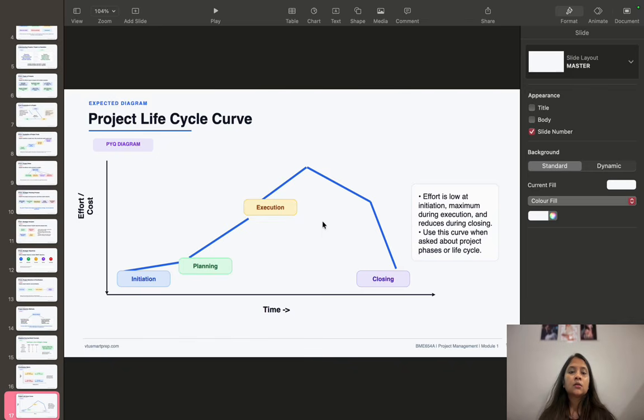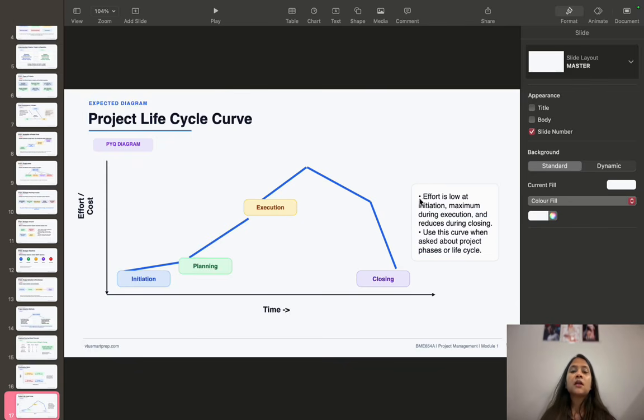Next we have the project life cycle curve. This is another expected diagram. Again I repeat, if you have the textbook, you can use the textbook diagram. If not, you can go with this, because for very last moment preparation, if you are not finding any study material, at least this study material is enough for you to study.